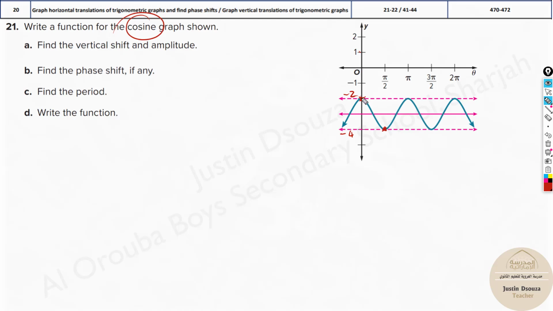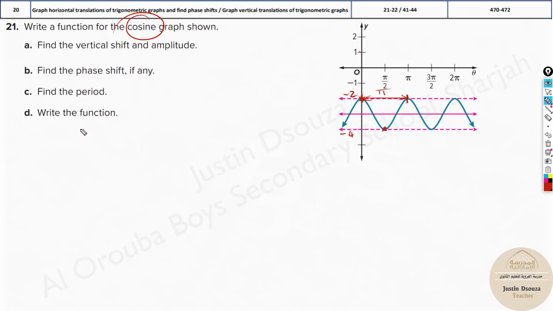Now, period is from when it starts repeating itself. You can see from here, it finishes one complete rotation. Then it repeats itself. So the period is pi. And the function, we need to write it. I have just written down a few things. Before you start solving the problem, it's best to note down these things, and now we will solve them one by one. The vertical shift and amplitude.